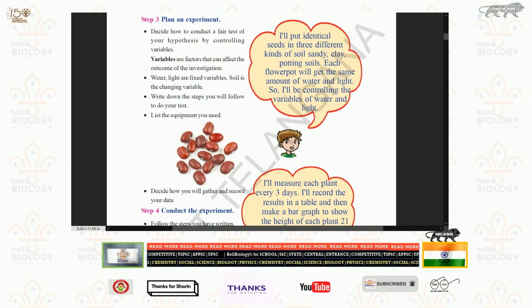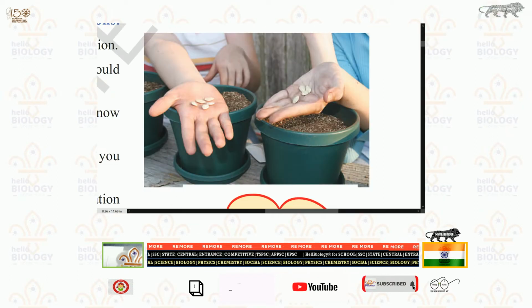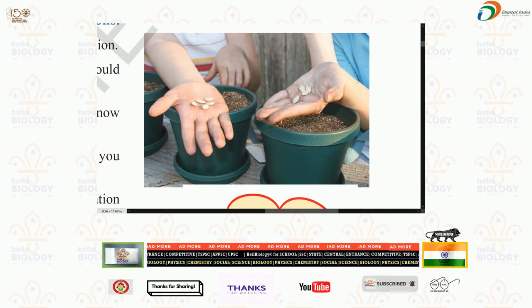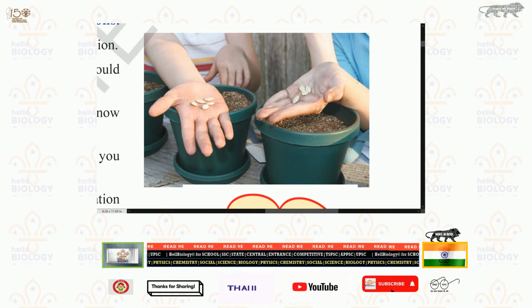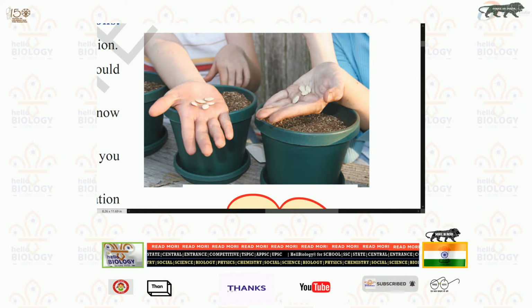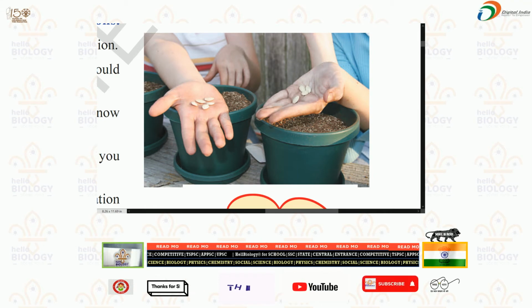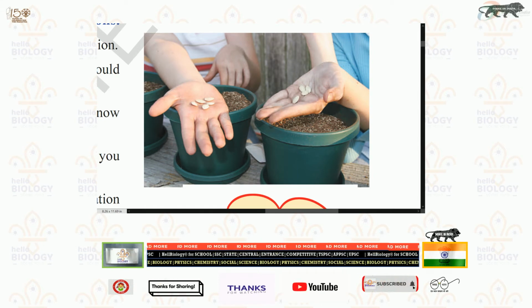So two or three types of soils will be used, and bean seeds, or different kinds of seeds we can use. This kind of question will be asked in your examination, and while answering it you need to think first about the hypothesis, processing skills and scientific skills. How to answer these types of questions?